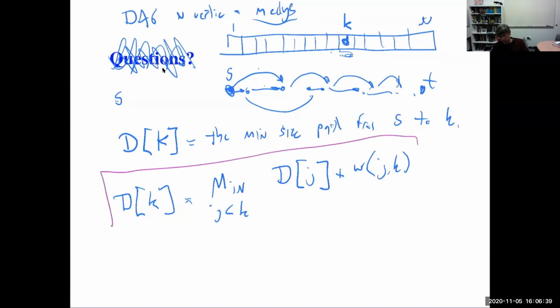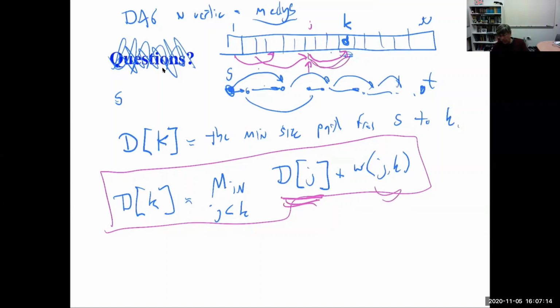Okay? Think about this. Suppose we know it's a DAG, so all the edges go from left to right. If you want to find the cheapest path to K, there had to be a last vertex that you were using on that path. That edge is going to be some edge from J. And if we do that, what's the cost of that path? The cost of getting to J plus the cost of that last edge from J to K. Does everybody kind of see that?